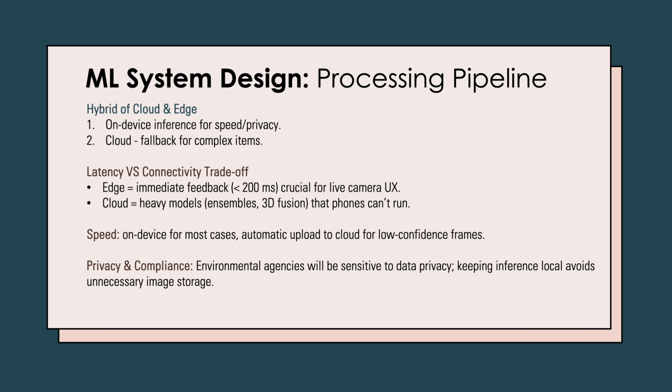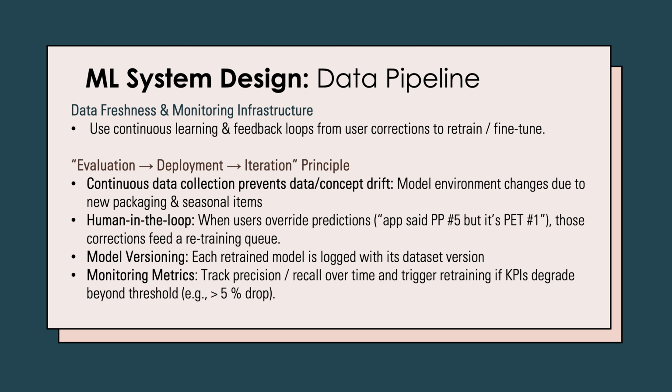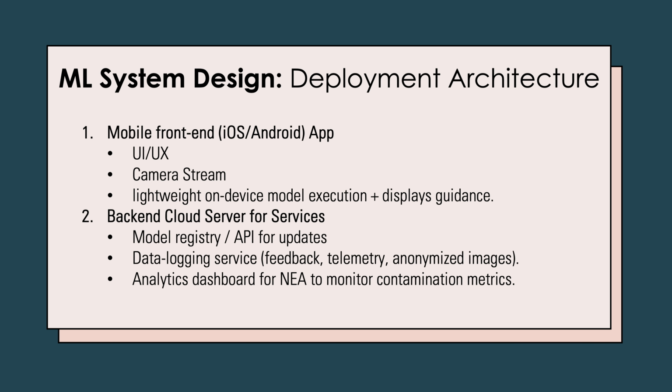Choice 2, processing pipeline. A hybrid edge-cloud approach. On device for instant guidance and privacy. At the same time, we also have cloud fallback for hard cases or heavier models. This balances latency and accuracy. Choice 3, data and retraining. A continuous learning loop. Users' corrections feed a retraining queue. We also monitor precision and recall and trigger retraining when the KPIs degrade, and every release is versioned with its data. Choice 4, the deployment architecture.